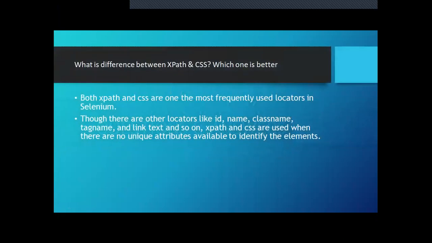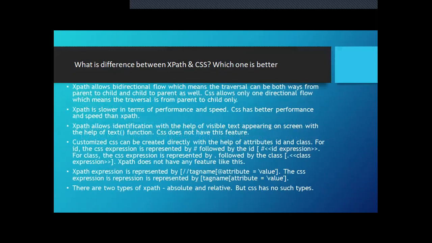So the very first question is, what is the difference between XPath and CSS? Which one is better? Okay, so both XPath and CSS, as we all know, are the most frequently used locators in Selenium. Now, there are various other locators also, like ID, name, class name, tag name, link text and so on. But XPath and CSS are basically used when there are no unique attributes available to identify the elements. Now let's look at the difference between them.